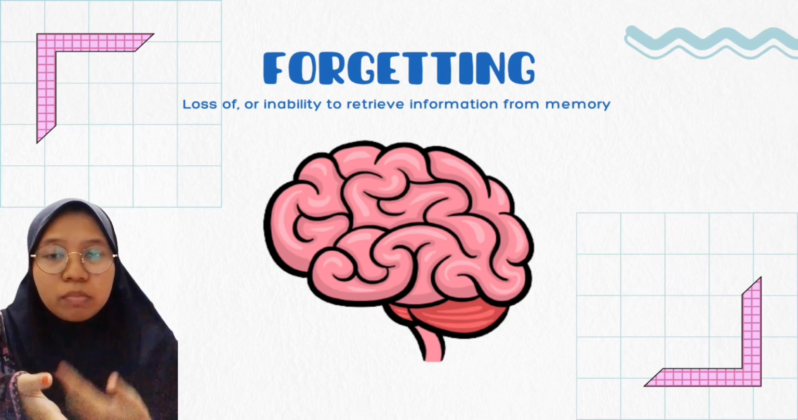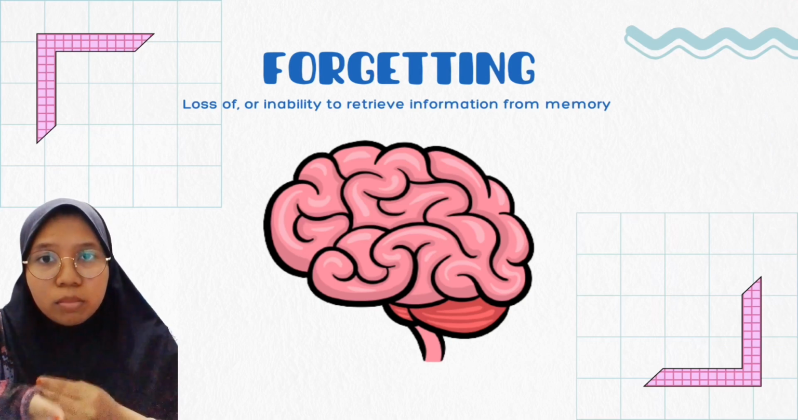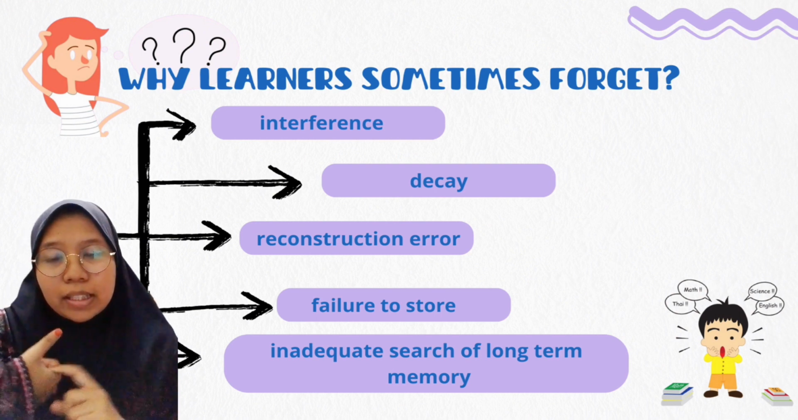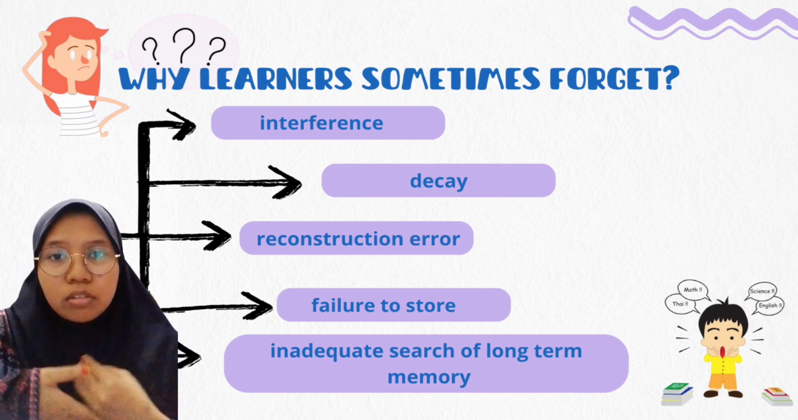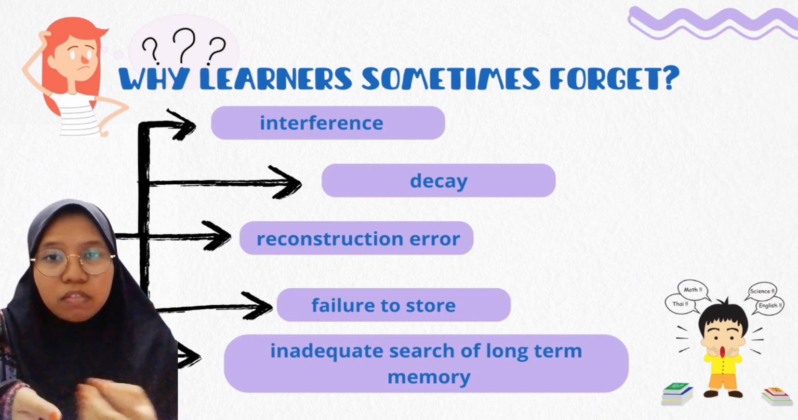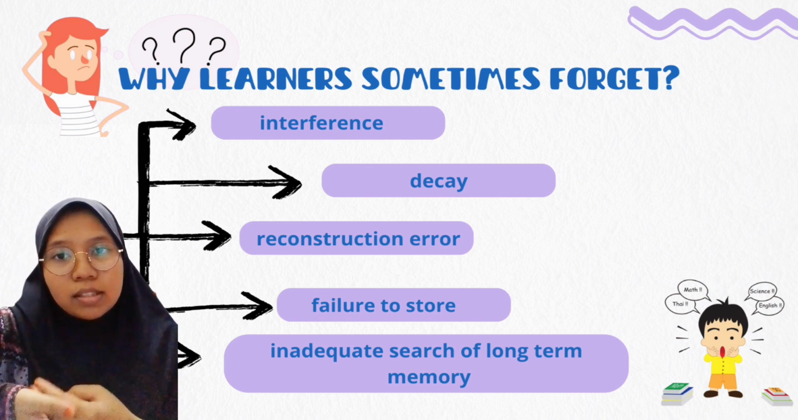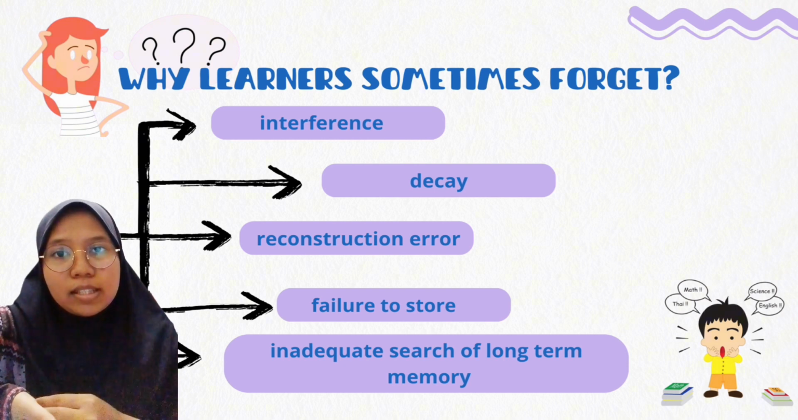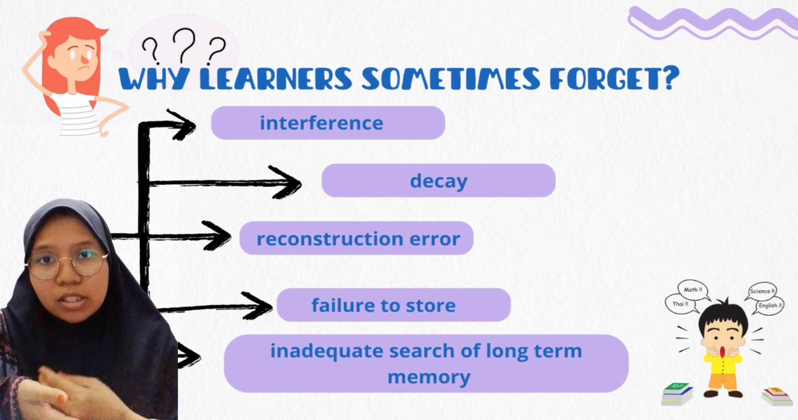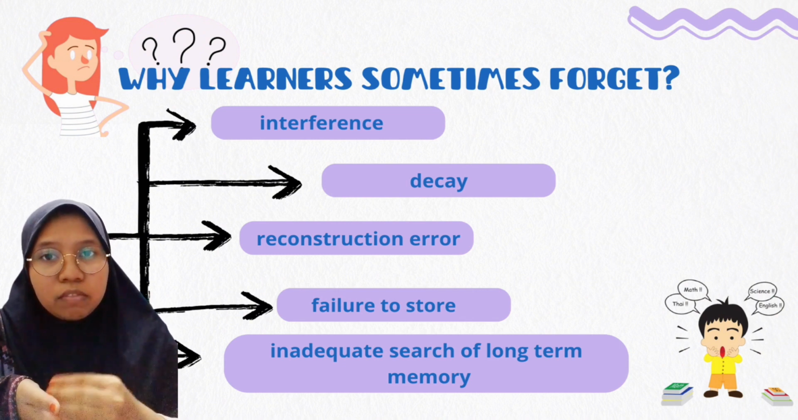Forgetting is the loss of memory or inability to retrieve information from memory. Why do learners sometimes forget? The first cause is interference. Interference occurs when new information disrupts the recall of previously learned information or vice versa. Next, the second one is decay of memory traces. Physical or chemical changes in the brain associated with a memory can decay over time if not reinforced.